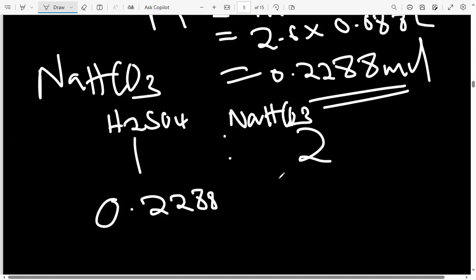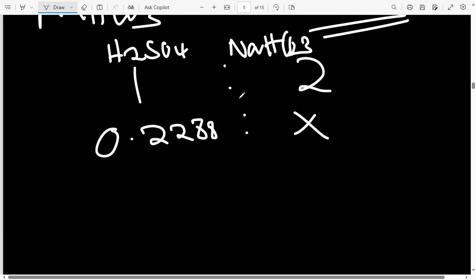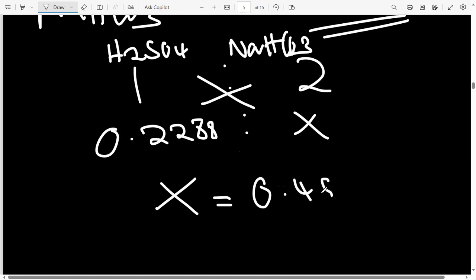So now from these moles here, we have 0.2288 moles, and then we're going to say to X. And then we'll do a cross multiplication. So X multiplied by 1 is X, equal to 2 multiplied by this number here. What are we going to get as our answer? According to my calculator, I'm getting 0.4576 moles of sodium hydrogen carbonate.